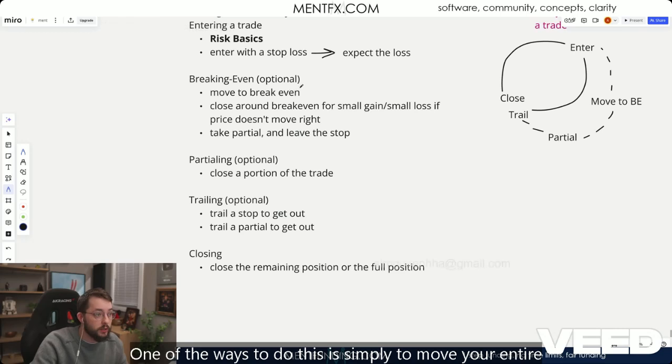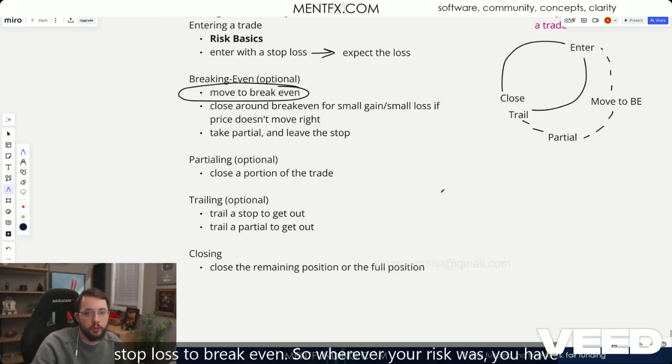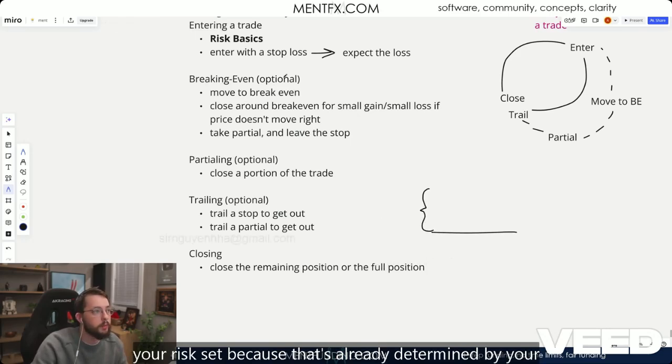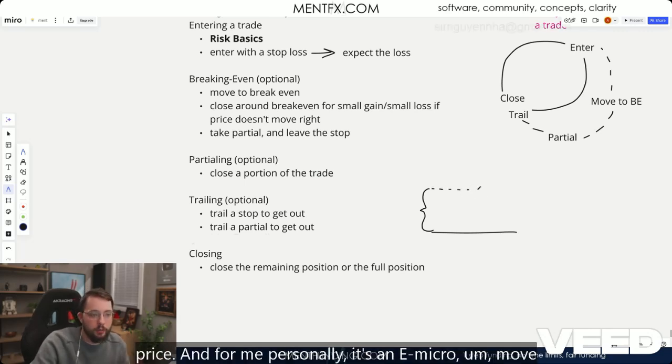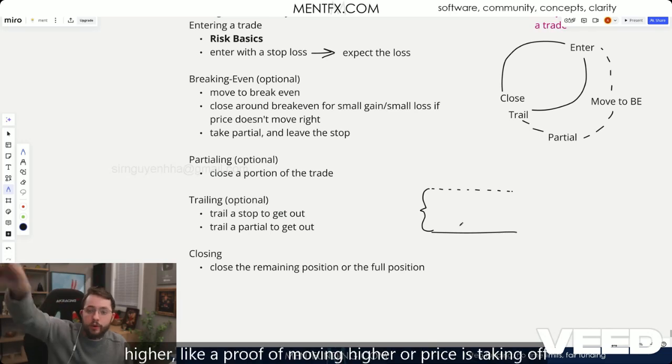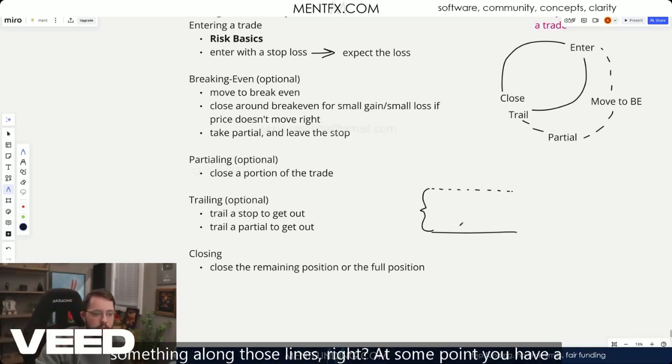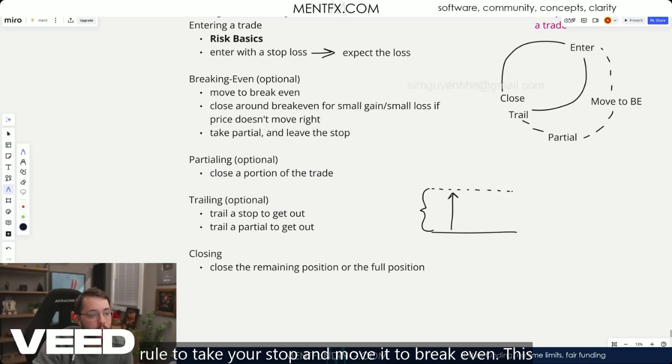One of the ways to do this is simply to move your entire stop loss to break even. So wherever your risk was, you have your risk set because that's already determined by your entering a trade, and that's your step one. You have your risk set at some point due to something that happens with price. And for me personally, it's an E-micro move higher, like a proof of moving higher, or price just taking off, something along those lines, right? At some point, you have a rule to take your stop and move it to break even.